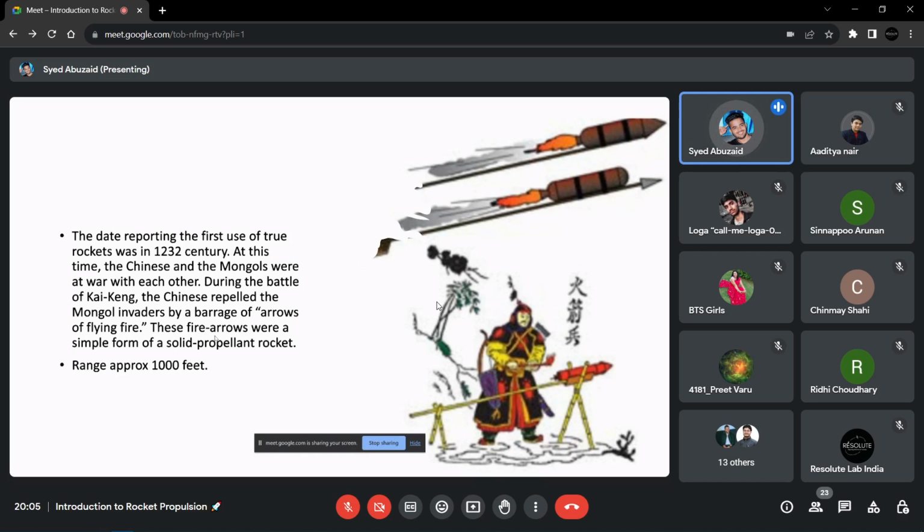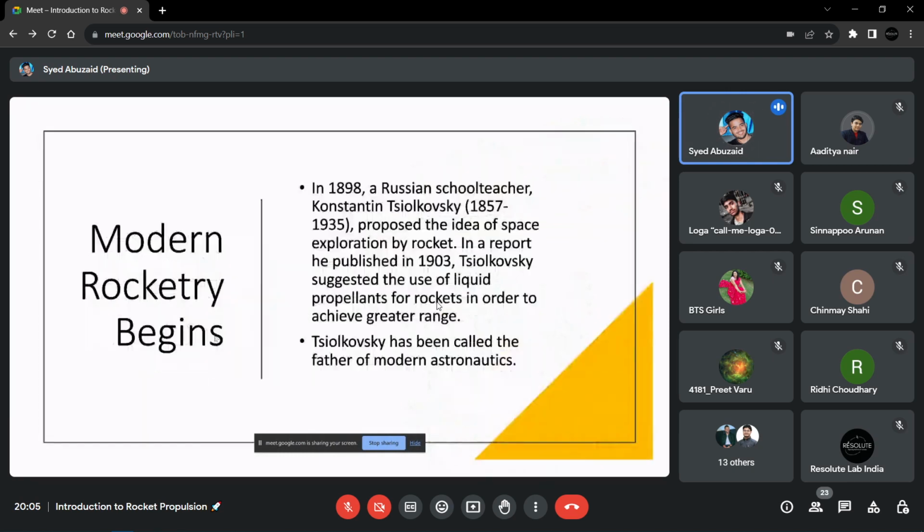It provides maximum thrust compared to rubber tubes and thread. It travels much more, a range of approximately 1,000 feet. At that time, a range of 1,000 feet was very big. That's why the first use of a small missile in the 12th century was by the Chinese against the Mongols.